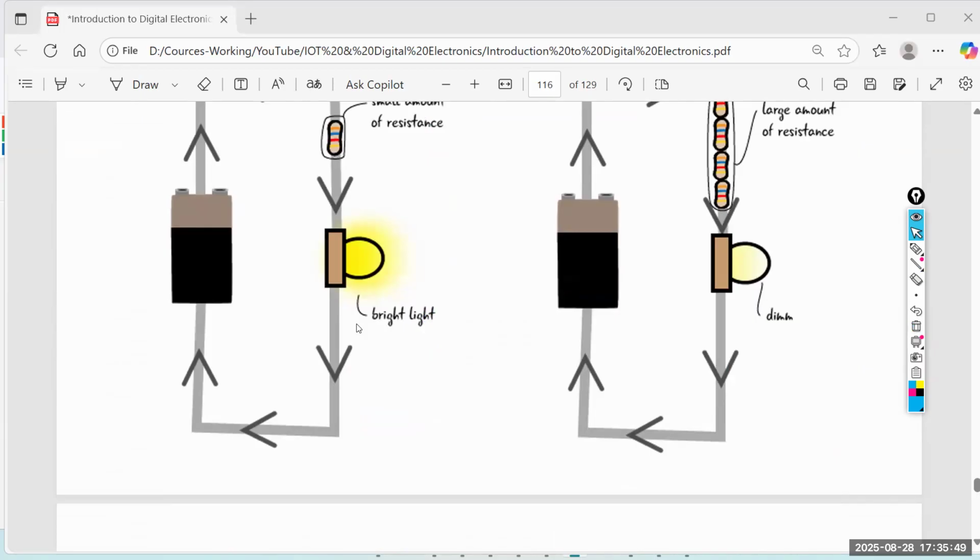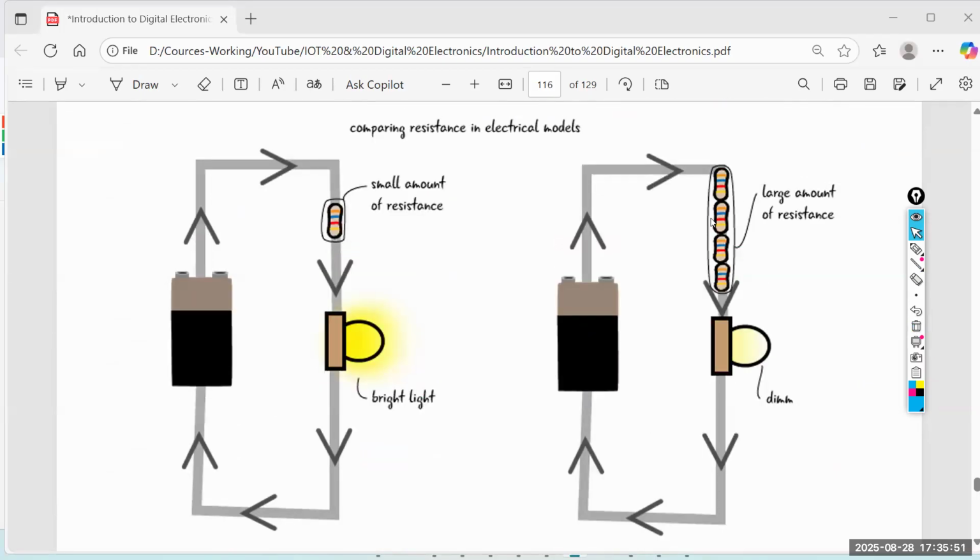Now you can see here one resistor, here four resistors. Assume these wires do not have much resistance. So higher resistance means low flow of current. Therefore you can see this is dim, dull, and this is very bright, because this has just one, say if this is 100 ohm, now this is 400 ohm.